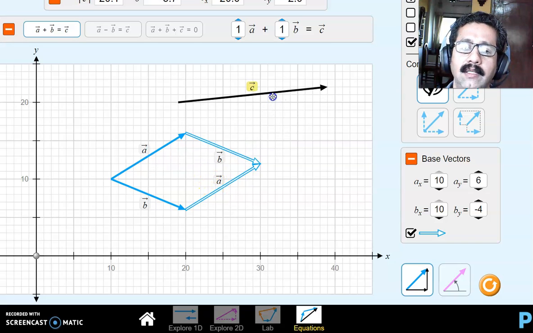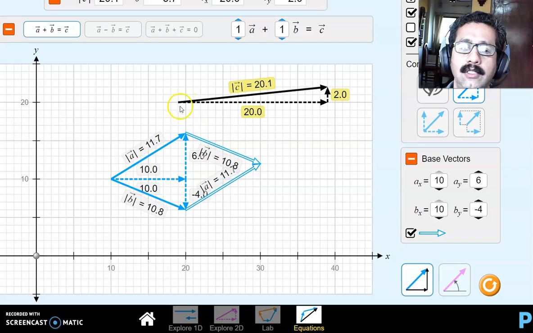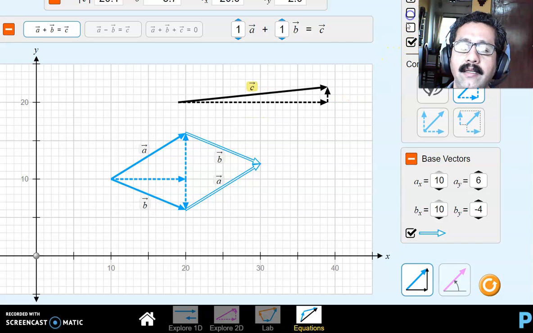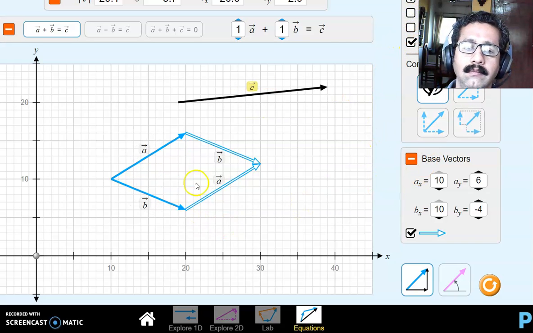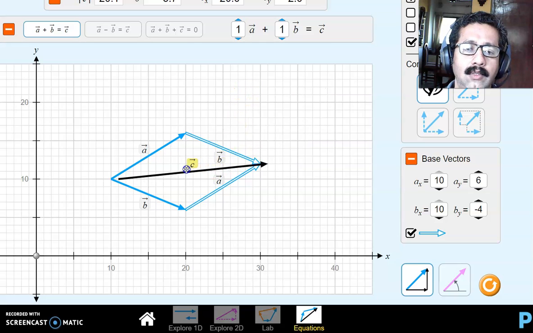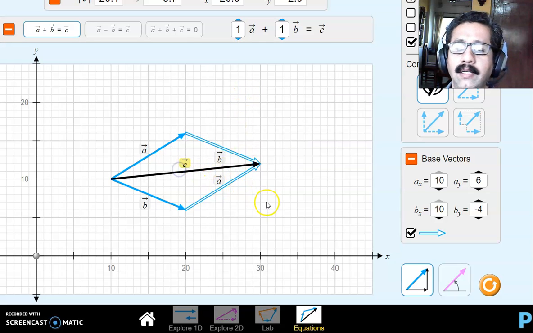Now let me just check whether this C is having those particular values. So it is 20 along x-axis and 2 along y-axis. So it is 20i plus 2j. That is what I can find here. So that was about the parallelogram law of vector addition, and the mathematical proof to find the resultant, its magnitude, can be done.